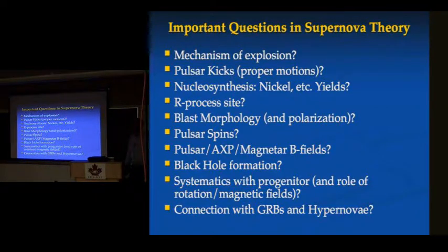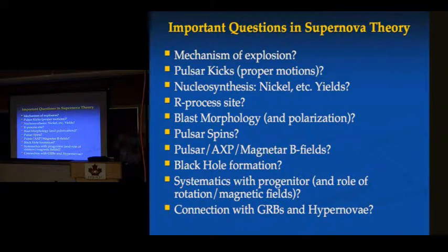What stars give black holes? We want to understand the systematics of progenitors. As the mass changes, how does the supernova energy change? How do all these other things change? We don't know that. And something that's new is the connection with gamma ray bursts and so-called hypernovae.